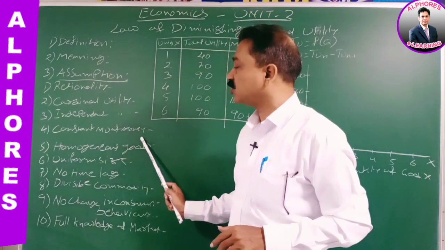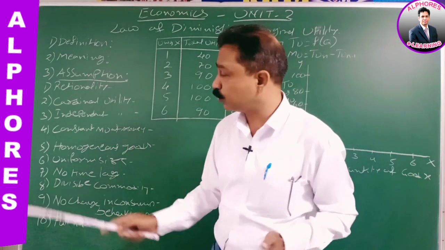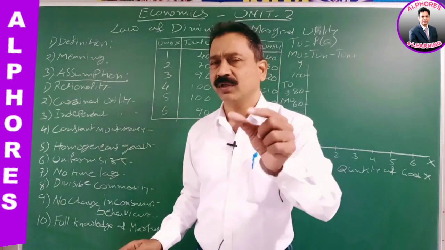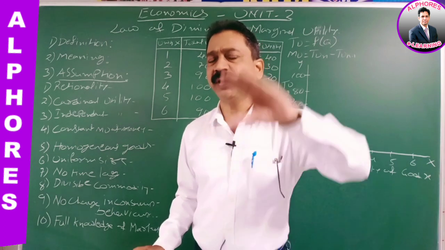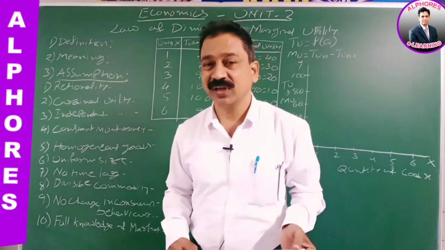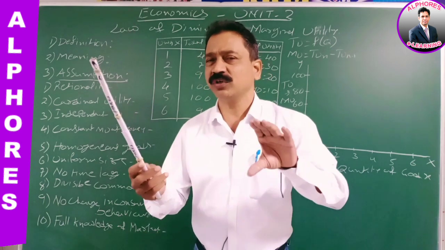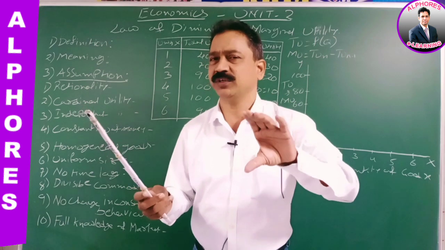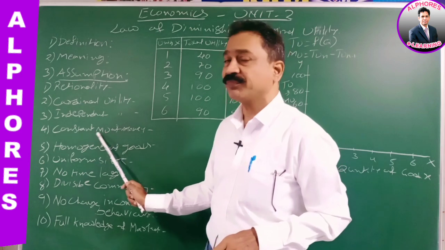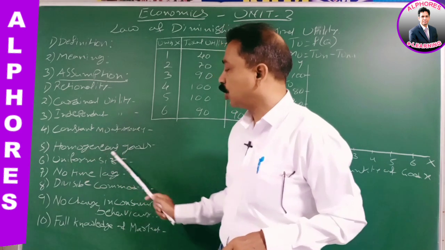Okay, next, constant marginal utility of money. We assume the marginal utility of money is constant, meaning it does not change, the same level. Whether money increases or decreases, marginal utility is going to be the same. But does it happen like that? When money is less, automatically marginal utility increases. When money is more, marginal utility decreases a little bit, not more. But the assumption is that money's marginal utility is constant, neither increases nor decreases. That is the assumption.